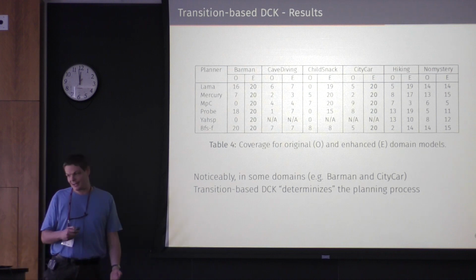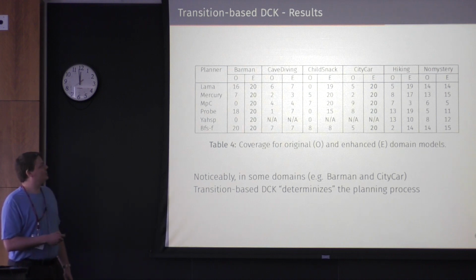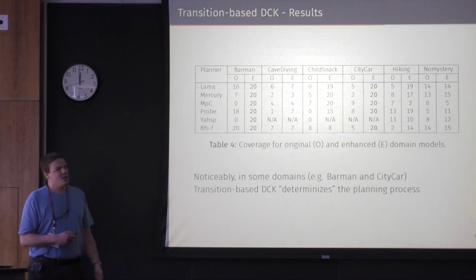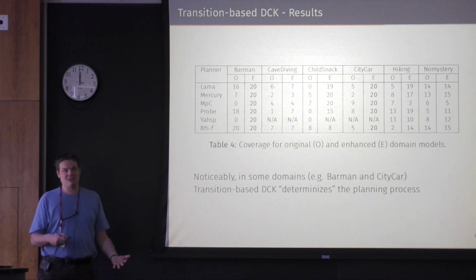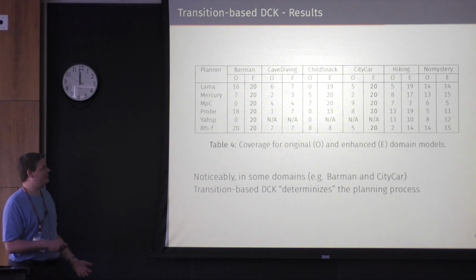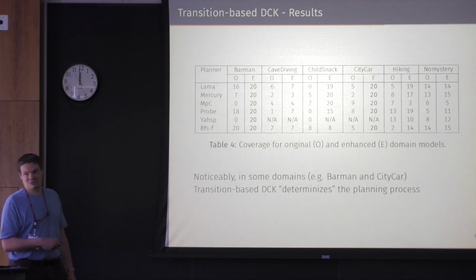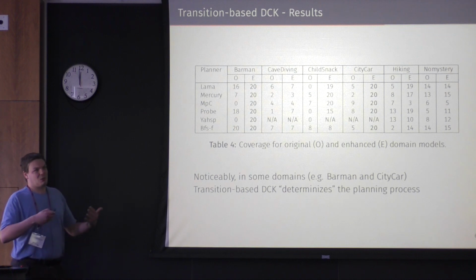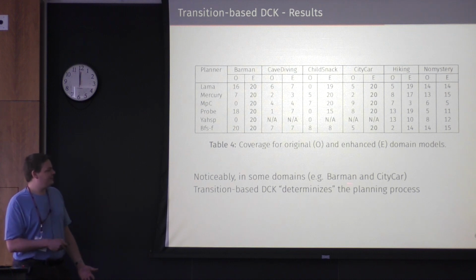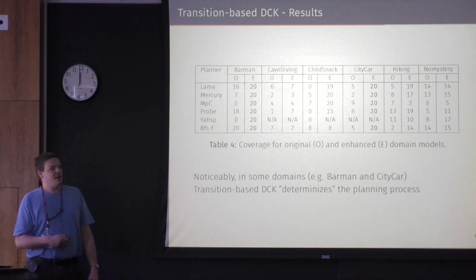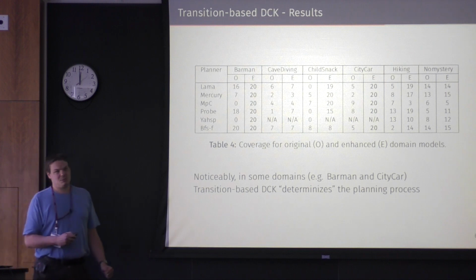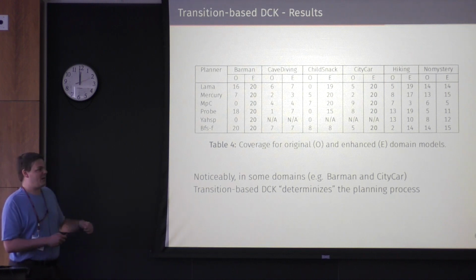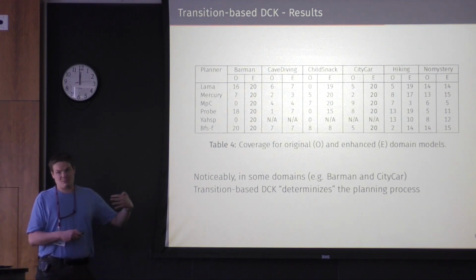And for transition-based domain control knowledge, one of the benefits is that in simpler domains or with simpler domain models, if we apply this knowledge well, we are somehow determining the planning process. It was most apparent in domains like Barman and CityCar, where we can achieve goals one by one.